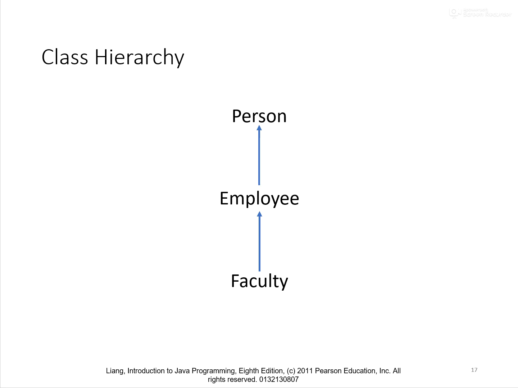But the specific topic that we're interested in is constructor chaining. So if I create an object of class faculty, in which order are the constructors of these three classes called? Because remember, a faculty is also an employee, and an employee is also a person. Does faculty's constructor execute first? Does employee's constructor execute first? Or does person's constructor execute first? So this example will address and answer this question.